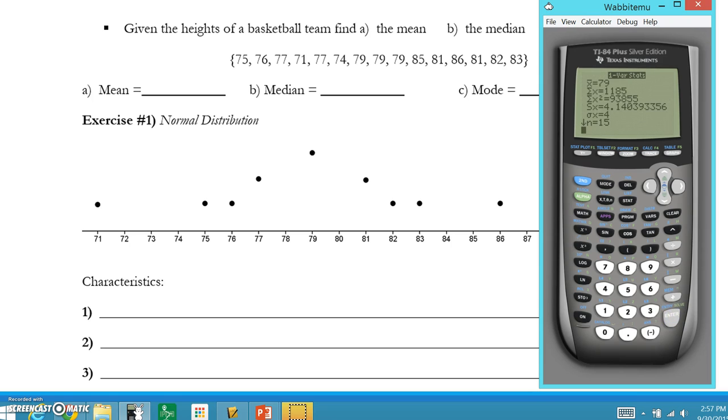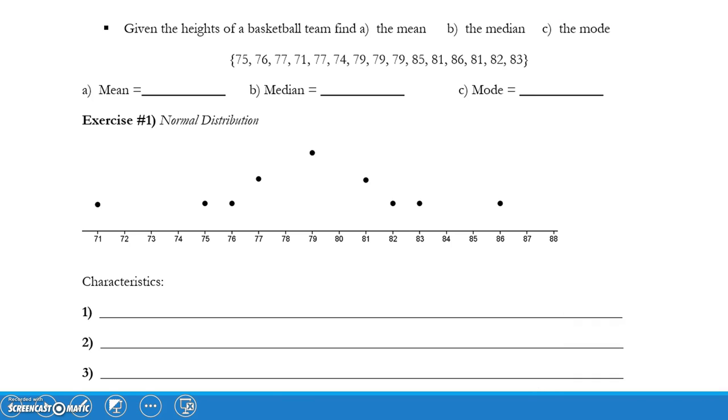The first thing, the X with the line above it, that's the mean. If you hit the down arrow, you'll see the median right there, MED, 79. The only one it doesn't give you is the mode, but I also think that's the easiest one to figure out on your own. So it gave me 79 is the mean, 79 is the median. Again, mean is the X with the line above it, median is MED. And then mode is just the most commonly repeated, and 79 is the most commonly repeated.